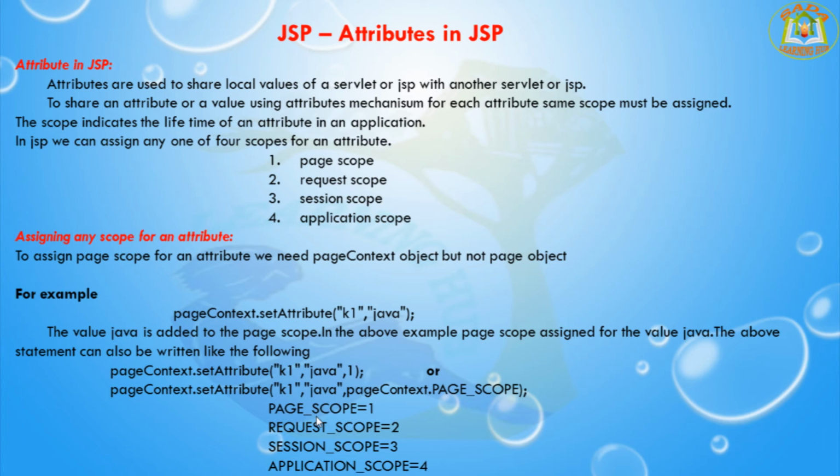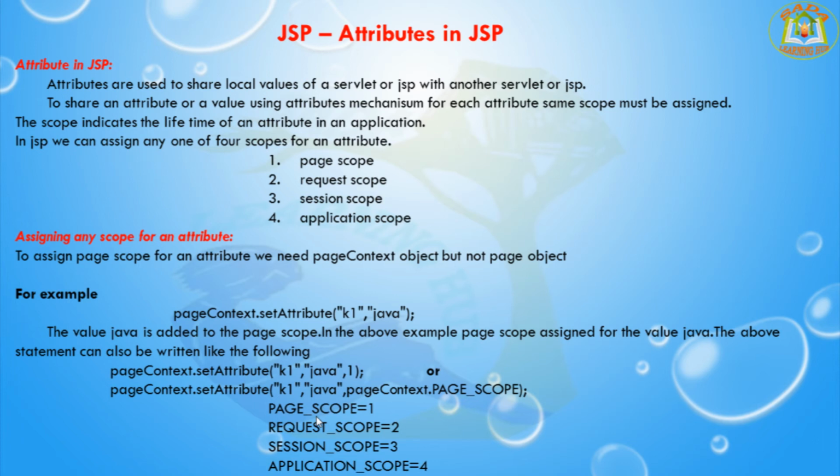If it is not available, immediately it is going to check the next level scope. That means the page context's next level scope is the request scope. It is going to check whether that attribute is available in the request scope or not. If it is available, it returns the value. If it is not available, it is going to check the higher level scopes, meaning after the request scope, it is going to check the session scope.